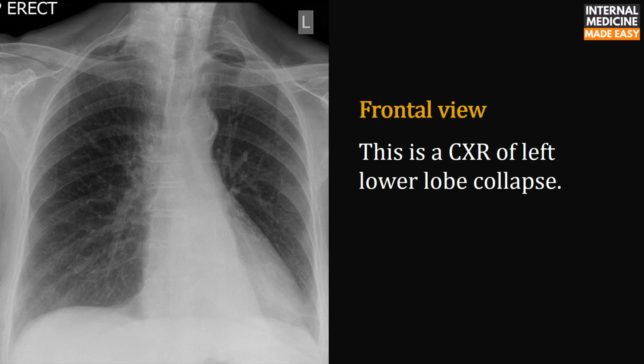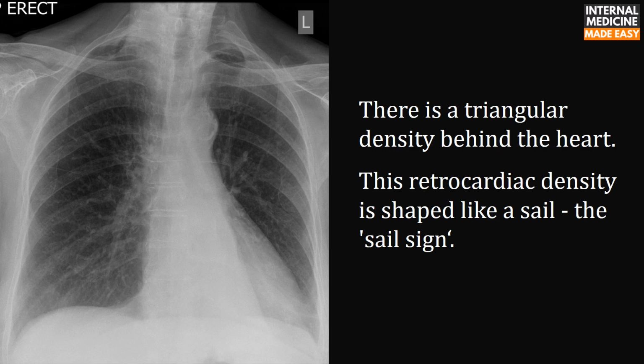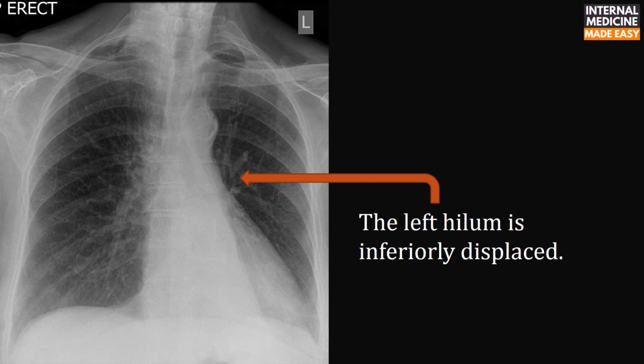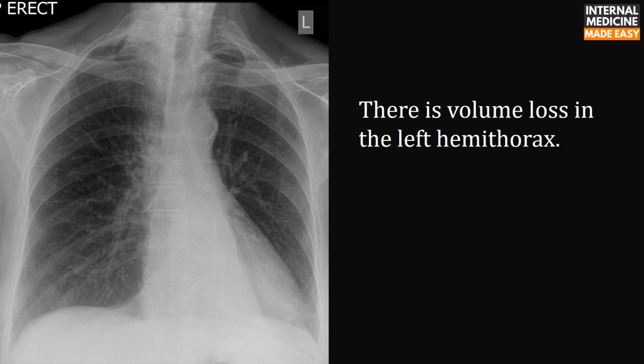This is a chest X-ray of left lower lobe collapse. There is a triangular density behind the heart. This retrocardiac density is shaped like a sail, the sail sign. The left hilum is inferiorly displaced. There is volume loss in the left hemithorax.